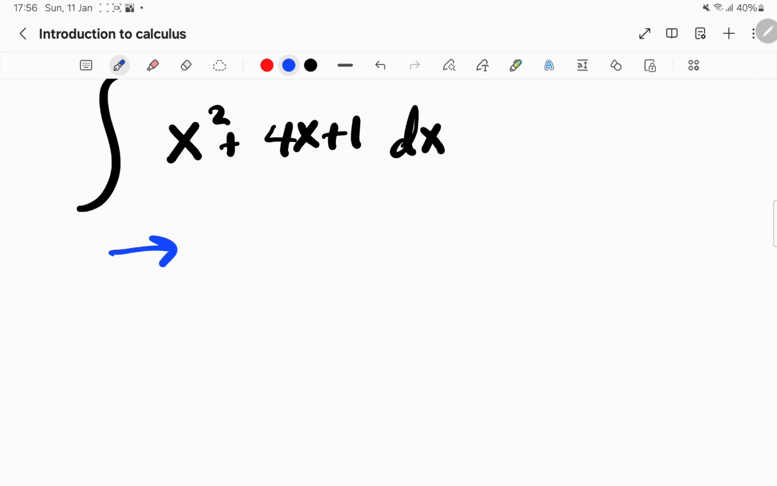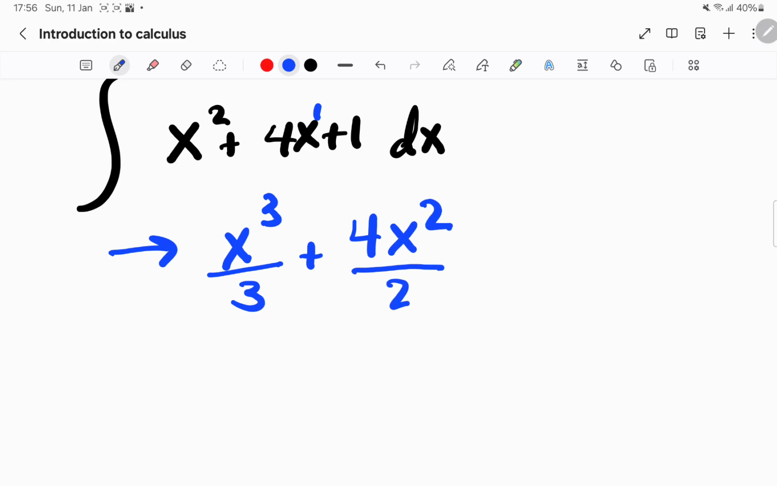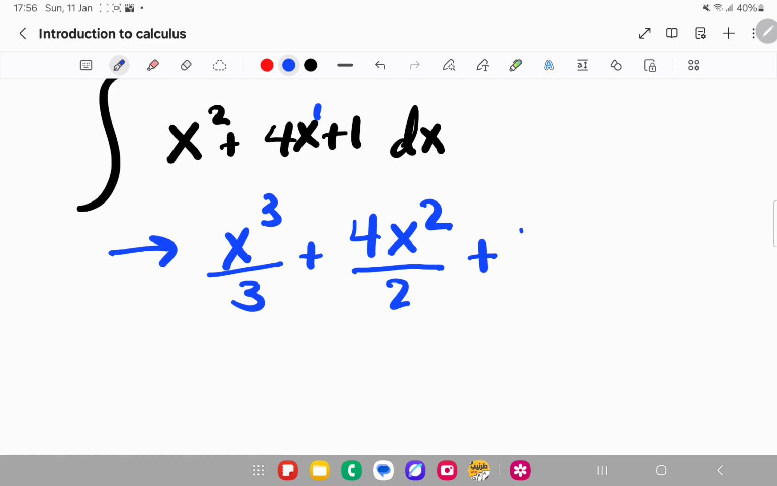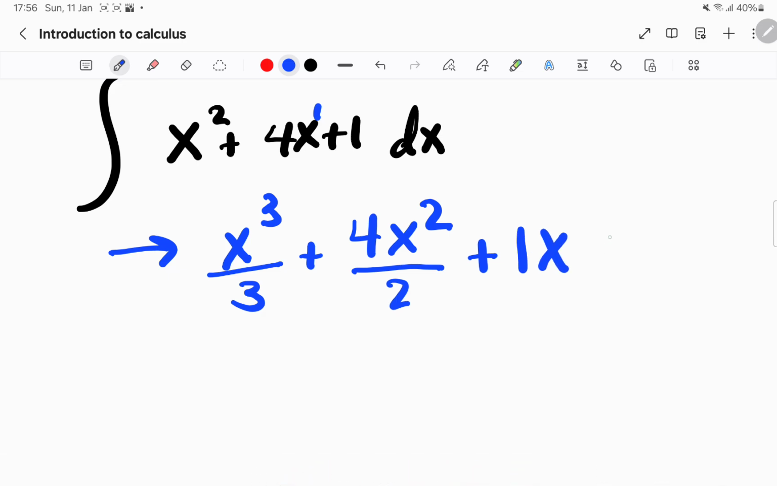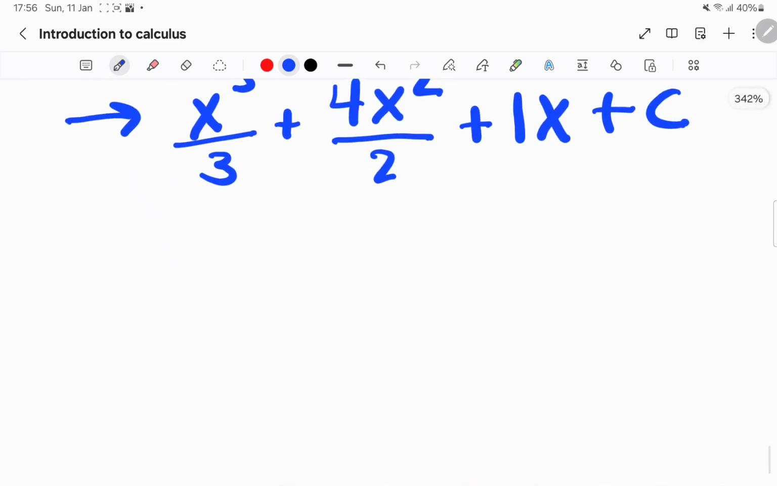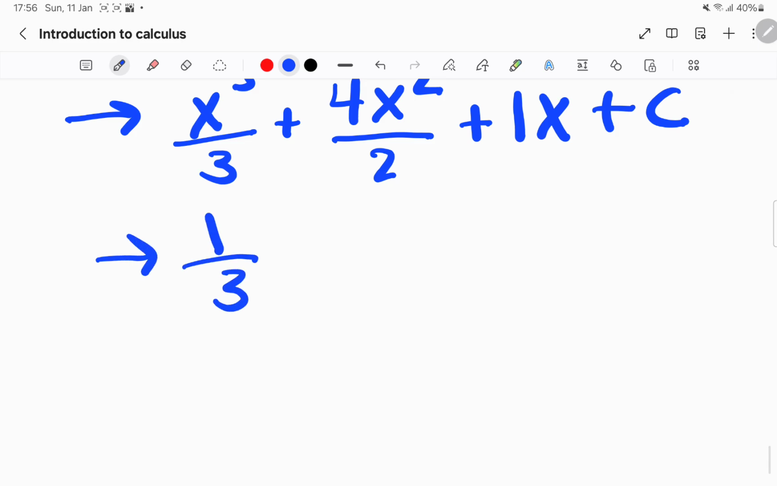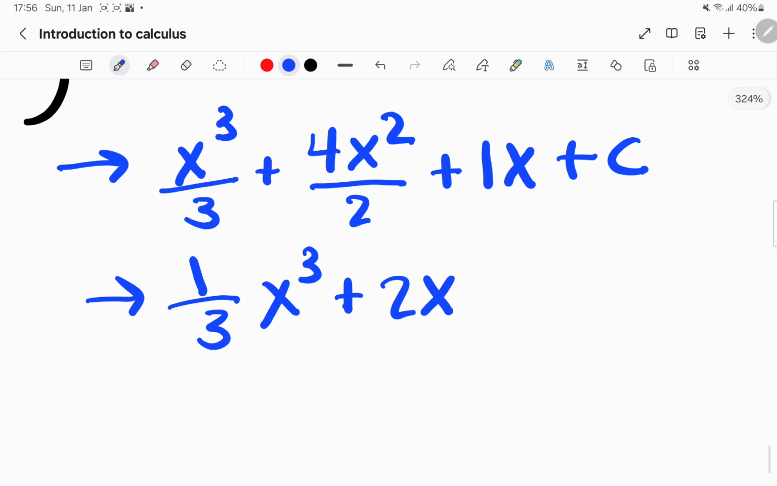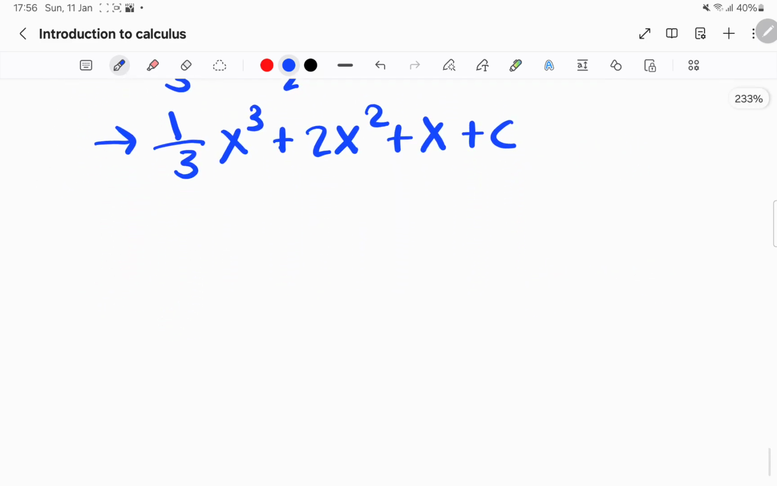Again, the first step, add 1 to the exponent, divide by the new exponent. Then you add 1 to 1. It's going to be 4x squared divided by the new exponent. It's going to be 1x. And plus c, as always. We're going to get 1/3 x cubed plus 4 divided by 2, 2x squared plus x plus c. Next example.